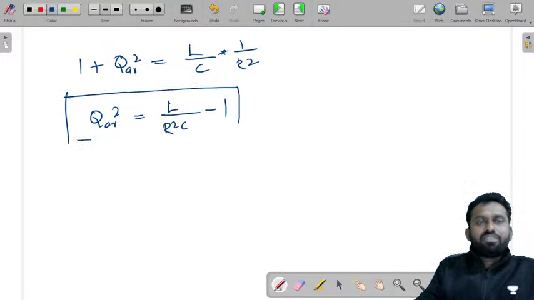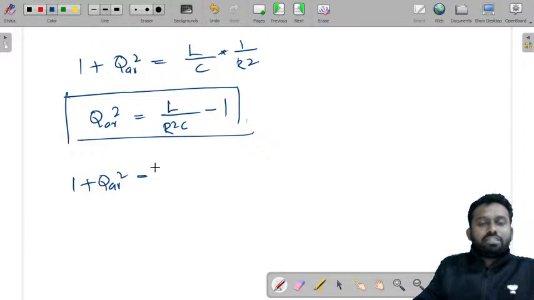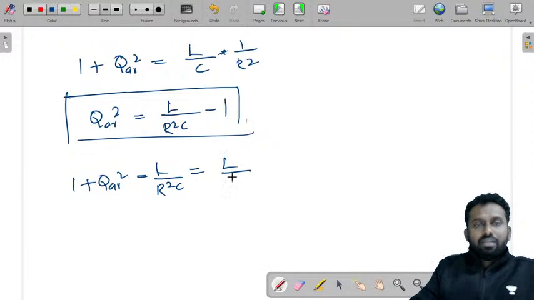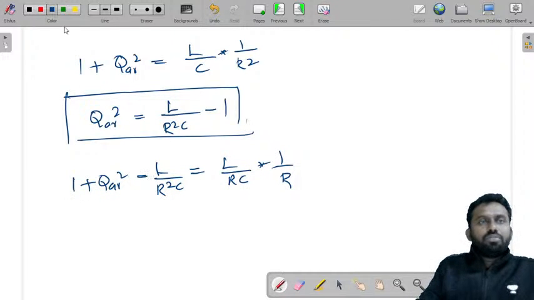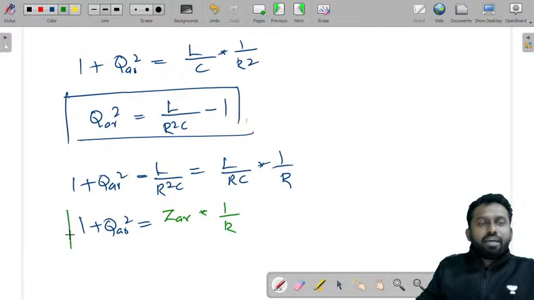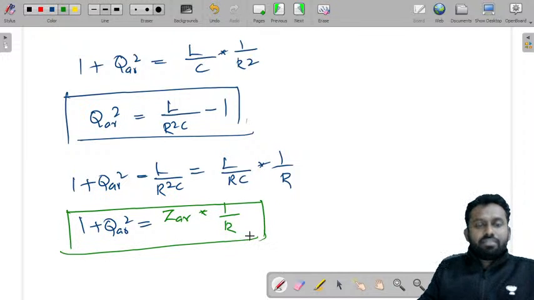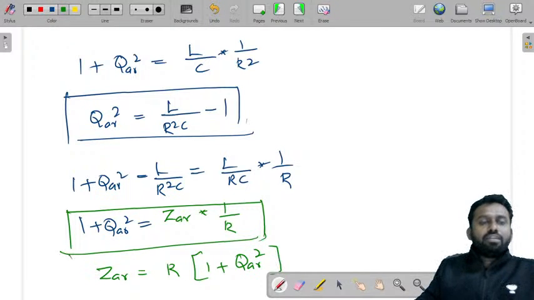This is one expression for QAR, or you can write 1 plus QAR square is equal to L by R square C, or L by RC into 1 by R. So what is this? 1 plus QAR square is equal to L by RC is ZAR into 1 by R, impedance at resonance. So you can write ZAR is equal to R into 1 plus QAR square.